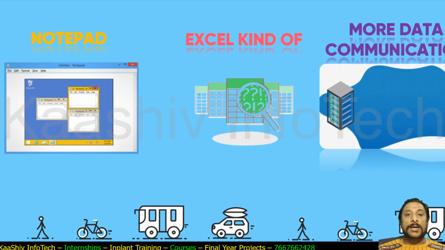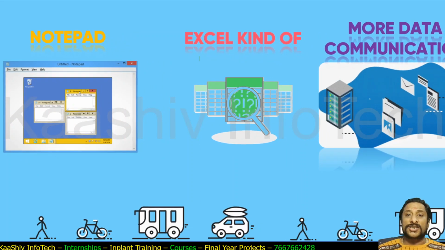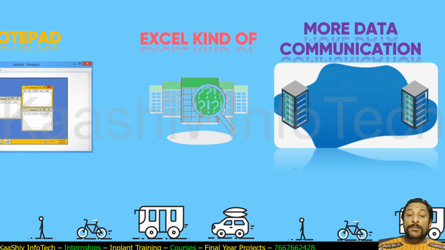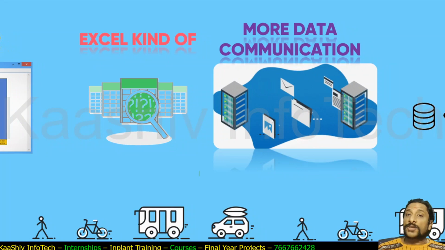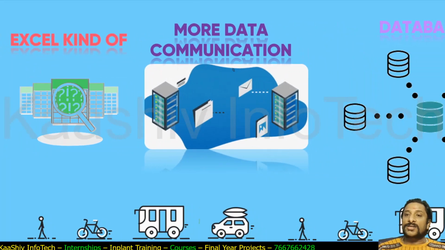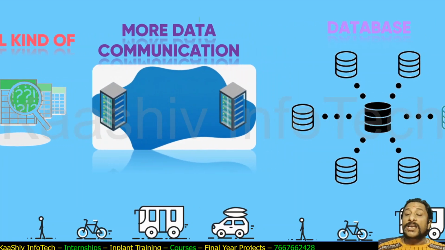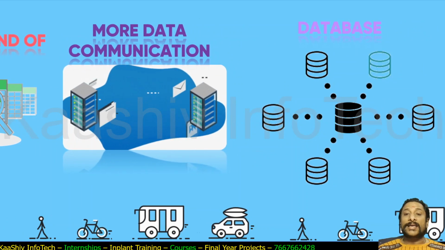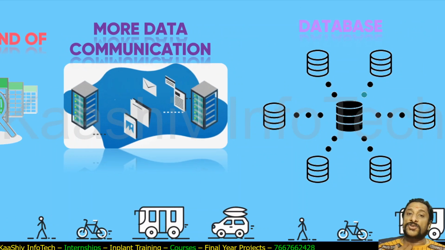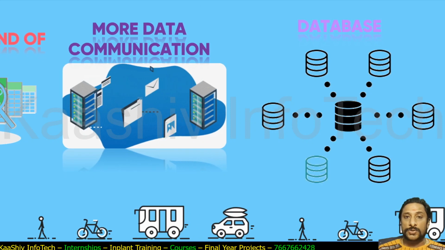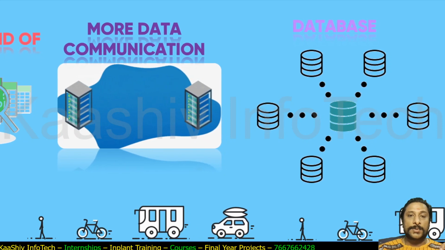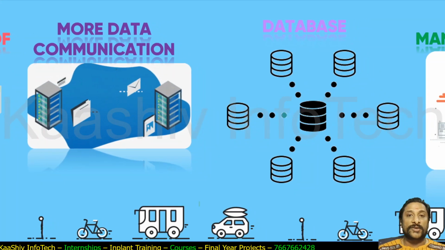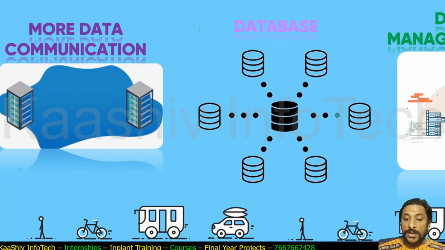But the problem is that we got data communication. Over here, we need a lot of data communication happening, and we need a much more optimized system to effectively store the data, manage the data and retrieve the data. That's where your database comes in. A database is nothing but a box where I can store the data in a very efficient manner. The advantage of a database is we can store, manage and retrieve the data effectively.